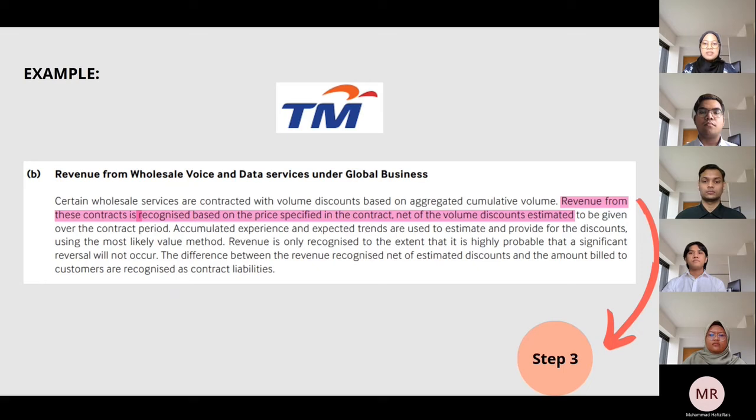For example, in Step 3, for TM to determine the transaction price, their revenue from wholesale, voice, and data services is recognized based on the price specified in the contract, net of the volume discount. A volume discount is an economic incentive to encourage individuals or businesses to purchase goods in multiple units or in large quantities.